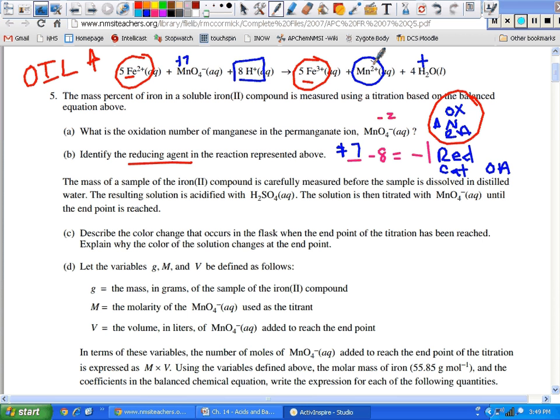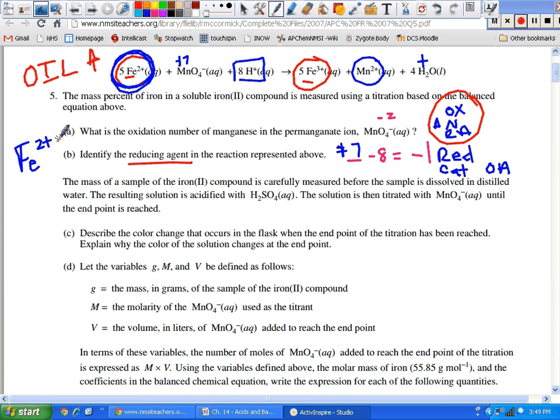And again, you would say iron 2. So the answer to B is Fe2+. It's not what it's turned into, it's what it is. Okay? That's it. You're done. So you would have earned 2 points thus far. And you're good to go.